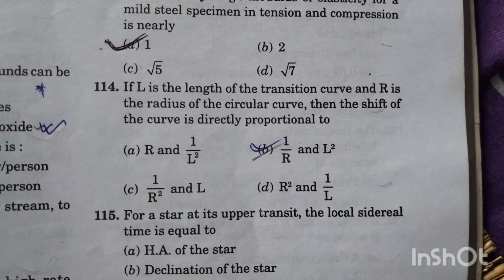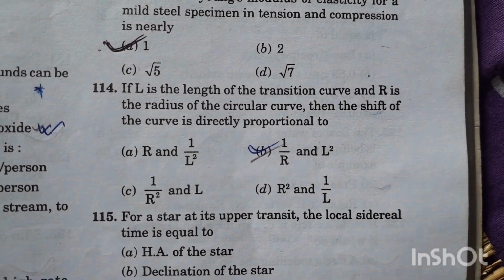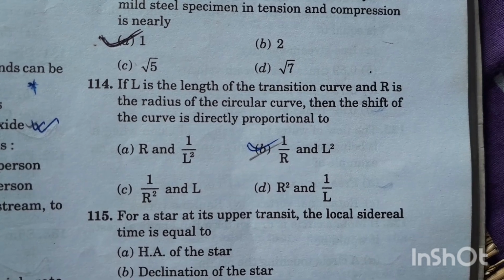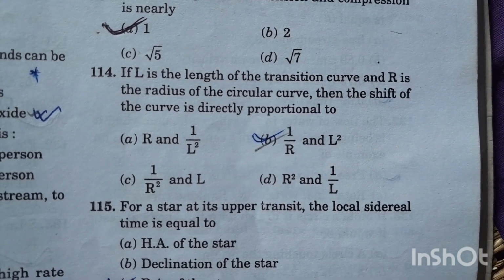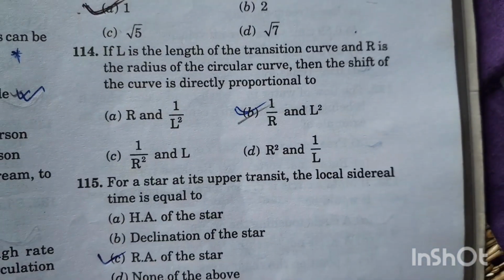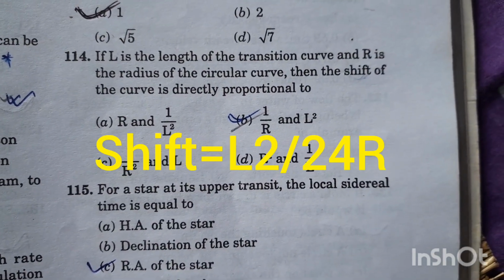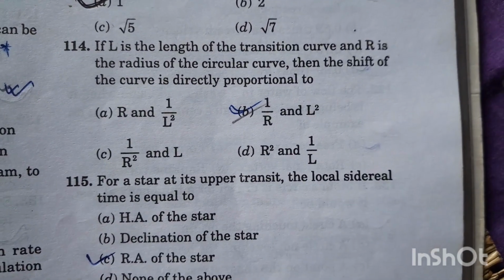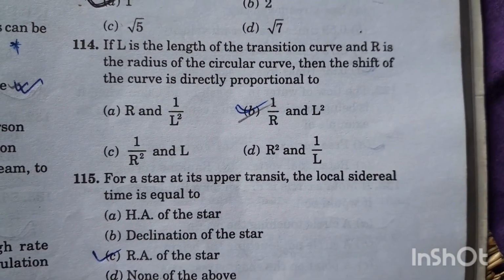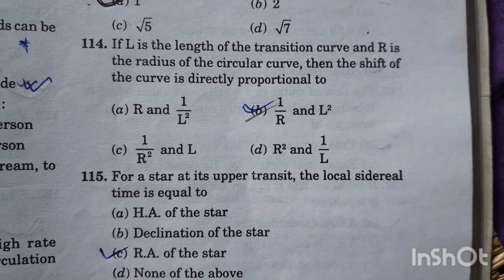Question number 114, if L is the length of the transition curve and R is the radius of the circular curve, then shift of the curve is directly proportional to the, we know shift of the curve equal to L square divided by 24R. So the shift of the curve is proportional to 1 by R and L square. Option B is the right answer.